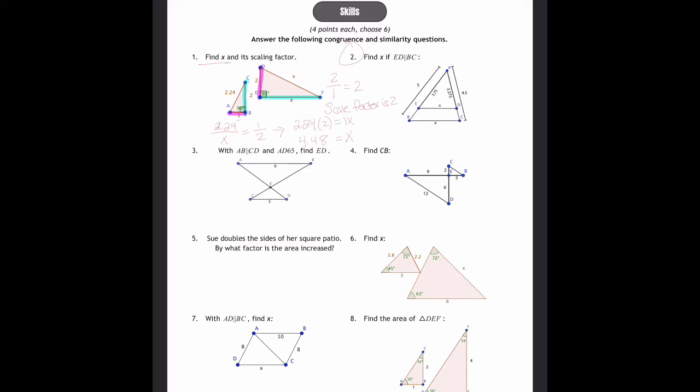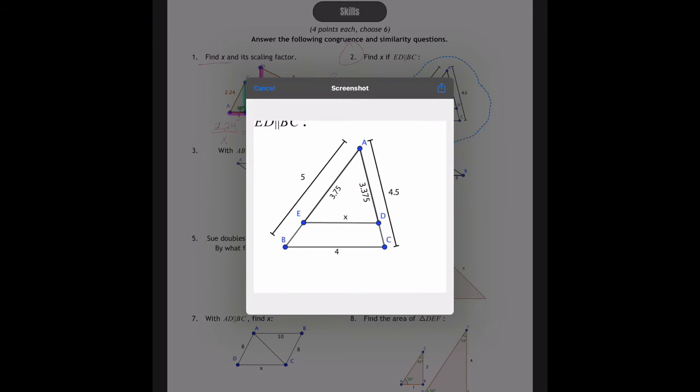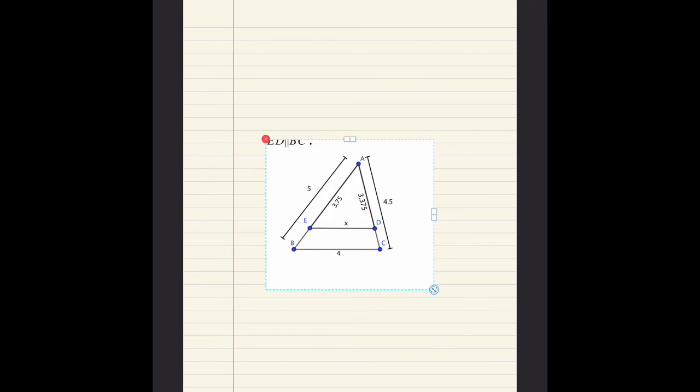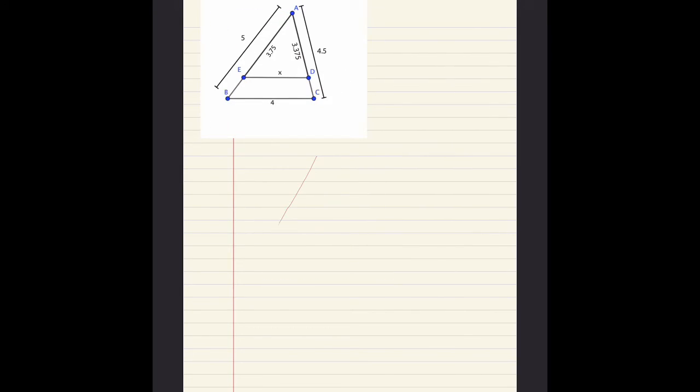For the next one, I'm going to go onto a separate page in order to show you. But first I'm going to copy this, take a little mini screenshot. I'm going to save my image, and then I'm going to come over here and insert my image. So here's my triangle. Remember, it's not going to be perfect. I'm no artist. And then here's my smaller triangle.